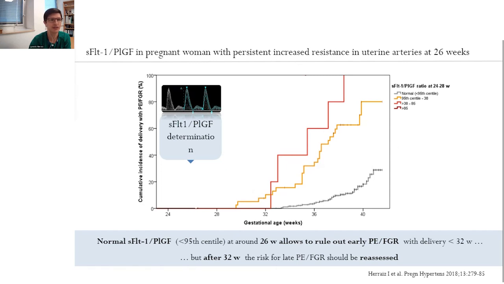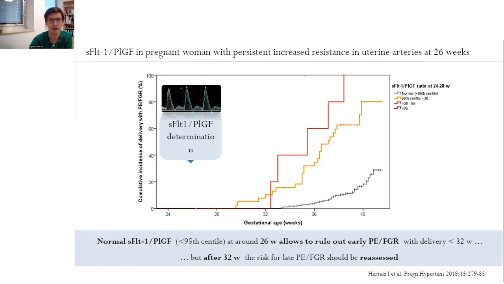Before the first case, I would like to say that we have published that one very interesting application of the ratio is the revaluation of those women with persistently increased resistance in the uterine arteries at 26 weeks. These are asymptomatic patients, but they had at least a suspected preeclampsia because they had very high resistances in the uterine arteries. So we performed the ratio on these patients at about 26 weeks, when the sFlt-1 PlGF ratio performs very well.